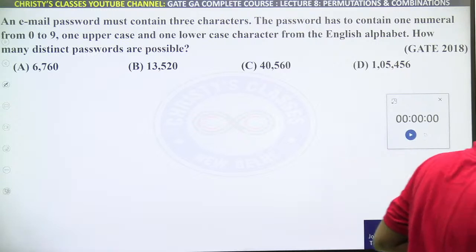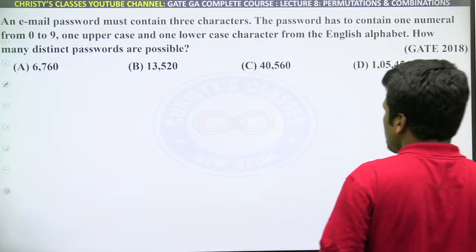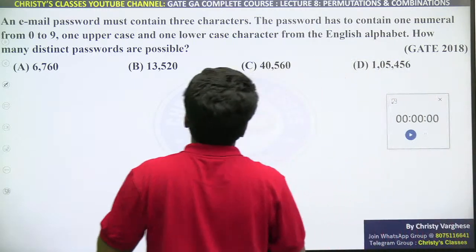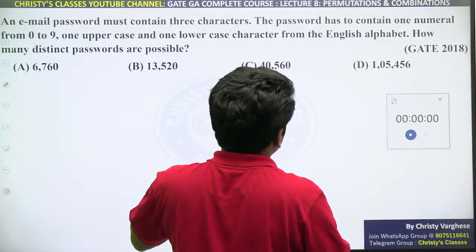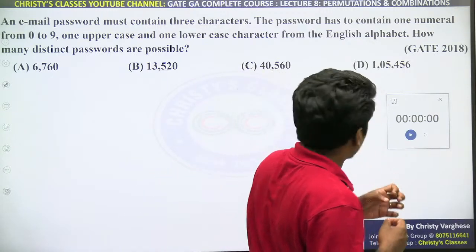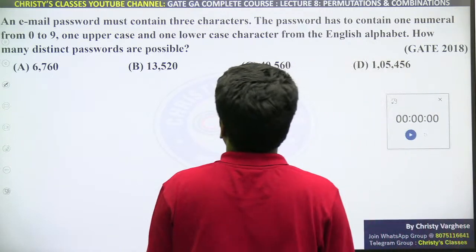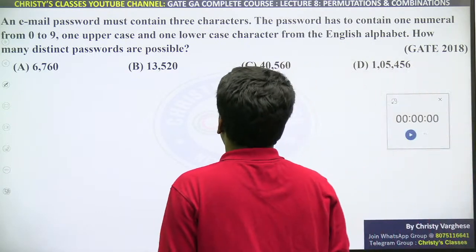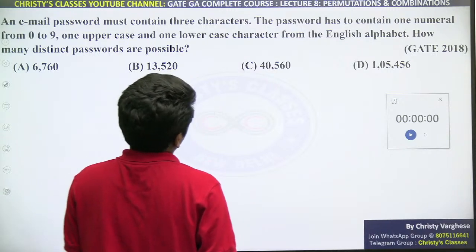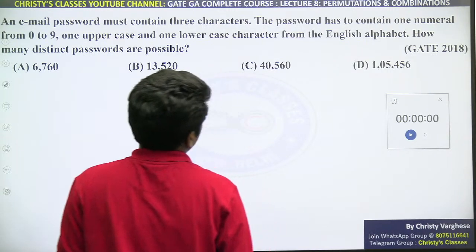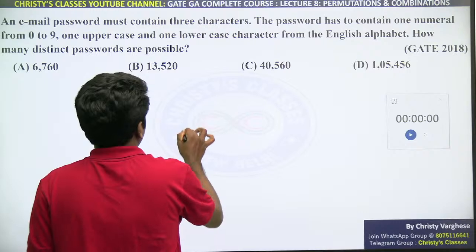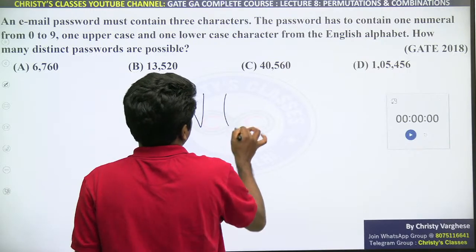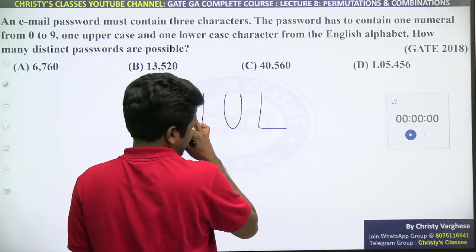Okay, some of you already got it. Let's see. An email password must contain 3 characters. The password has to contain one numeral from 0 to 9, one uppercase letter and one lowercase letter character from the English alphabet. So number, uppercase letter, lowercase letter.